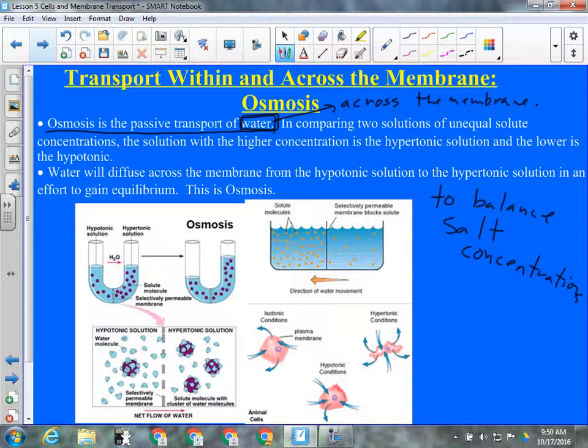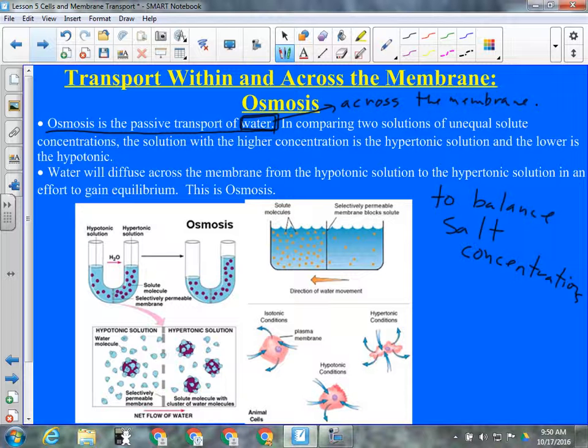Okay, so in this bottom picture, we've got a normal cell under normal conditions. A normal cell has water moving in and out at the same rate. Water's always moving in, water's always moving out, but it's always equal. If I put a cell into what are called hypertonic conditions, essentially a salty solution, water will be drawn out of the cell by osmosis, and the cell will shrivel up and die.